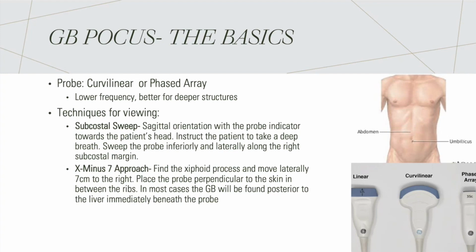Techniques for viewing. There are two common techniques for viewing the gallbladder. There's something called the subcostal sweep. You have the probe in the sagittal orientation with the probe indicator towards the patient's head. You have the patient take a deep breath, and then you sweep the probe inferior and laterally along the right subcostal margin. Another approach is the X-7 approach, where you find the xiphoid process and then move laterally about 7 centimeters to the right and place the probe perpendicular to the skin in between the ribs. Most of the time you'll find the gallbladder right there, posterior to the liver, immediately beneath the probe.